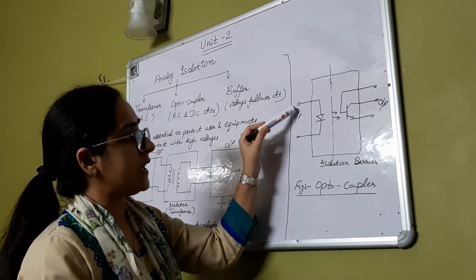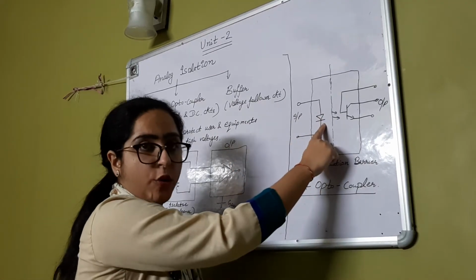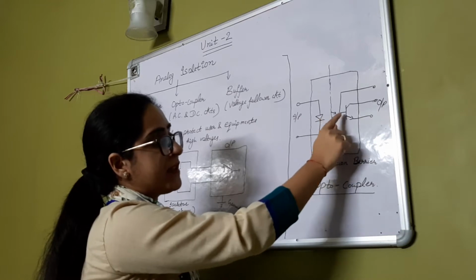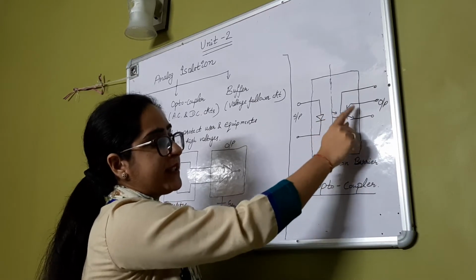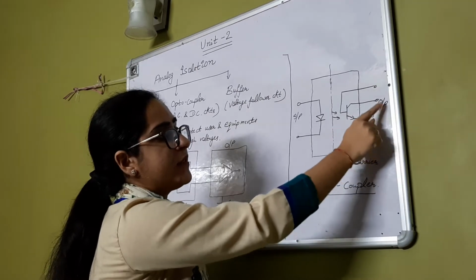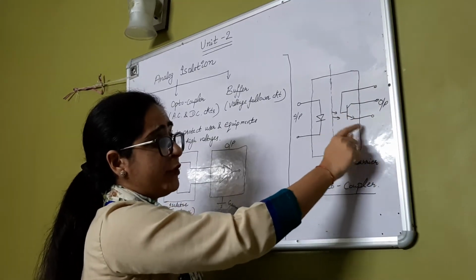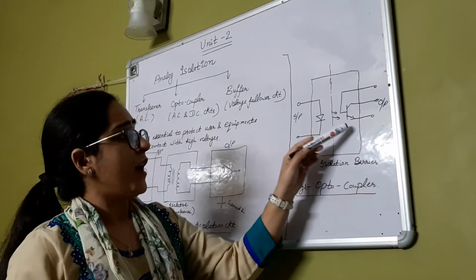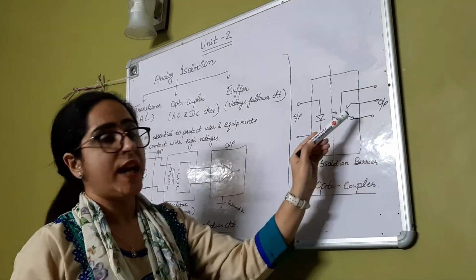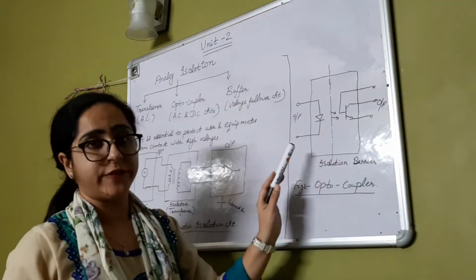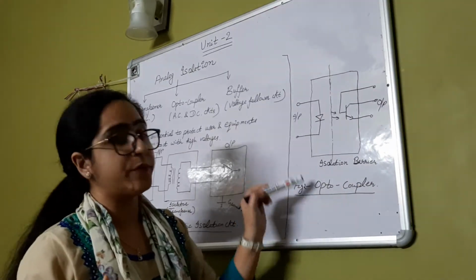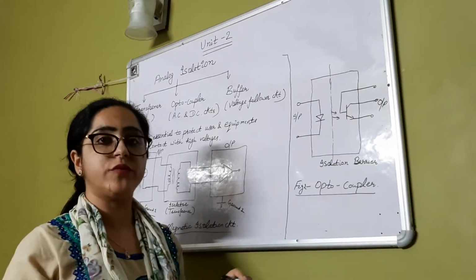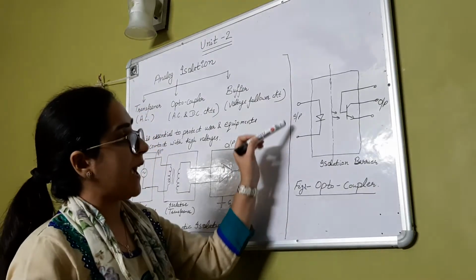Now when the input voltage is given, the LED will glow. Once the LED glows, this light will be transmitted and detected by the phototransistor, and then current will start to flow in the phototransistor, so the output voltage can be taken across the terminal. So this will be on, then this will be on. Otherwise it will remain in the off condition. This type of protection is used in digital input output isolation. Optocouplers are mainly used for digital input output isolation. For analog also it can be used.